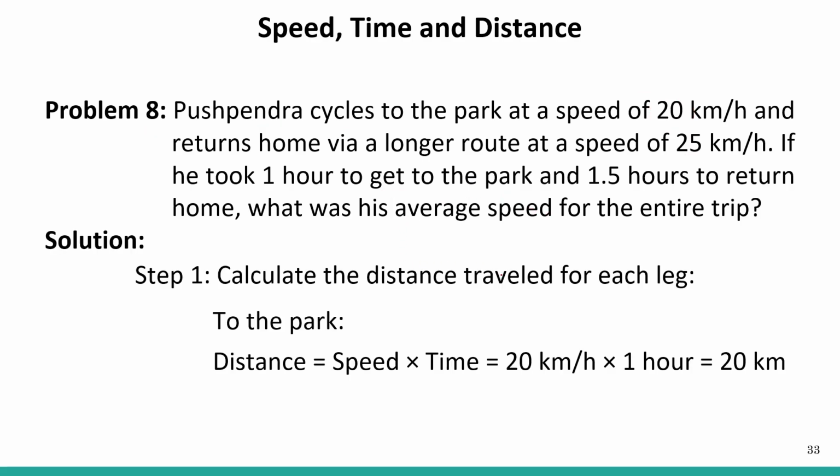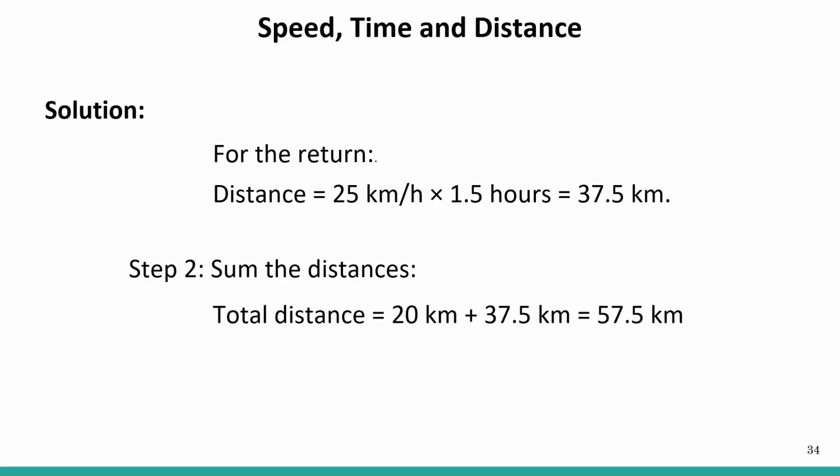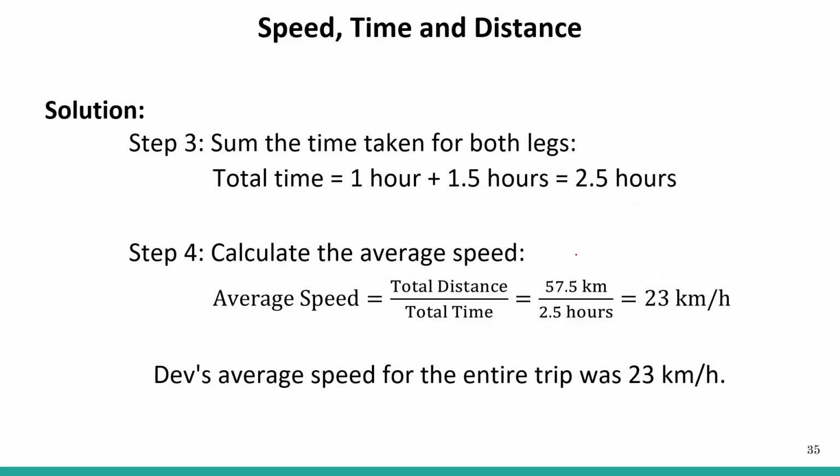So calculate the distance traveled for each leg. Distance is equal to speed into time. So 20 into 1 is equal to what? 20 km. For the return, it is 25 into 1.5, which is equal to 37.5, since it is a longer route. So the total distance is 20 plus 37.5, that is equal to 57.5. Summing up the time, we are left with 2.5 hours.